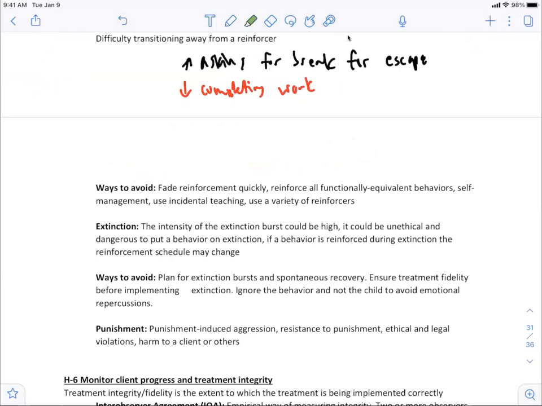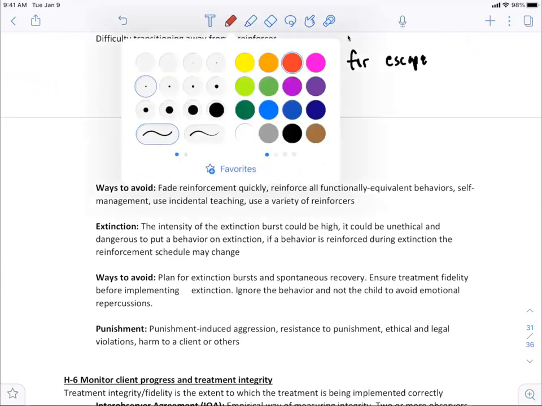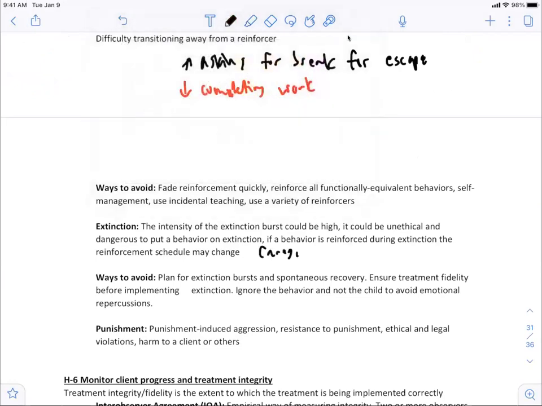What about extinction? Extinction, the intensity of extinction bursts could be high. Now, extinction is the one we really want to pay attention to, and punishment, but extinction is the one we typically think of, right? Because with extinction, we're thinking of extinction bursts, unethical extinctions, the danger of extinctions. Can caregivers manage the extinction burst? Extinction can be very difficult, can be very tricky. If that behavior is really increasing in intensity, that follow through could be tough. But we have to be aware that if we stop extinction in the middle of a procedure, we've now reset the reinforcement schedule. We might have made it worse.